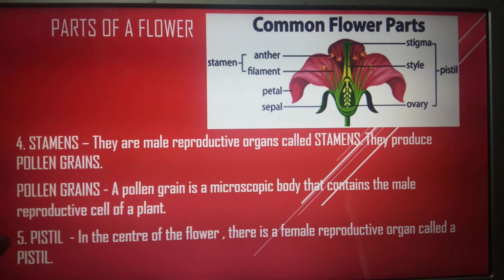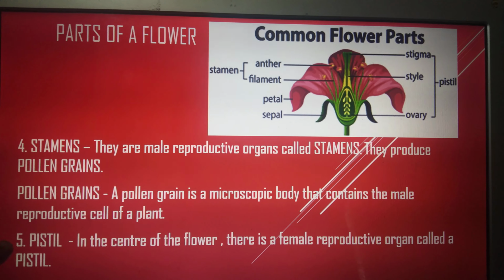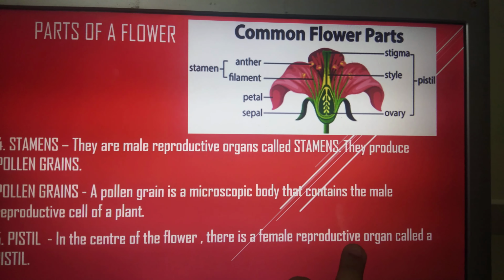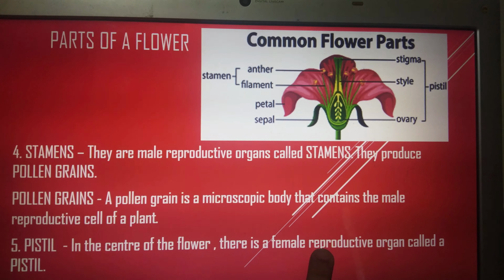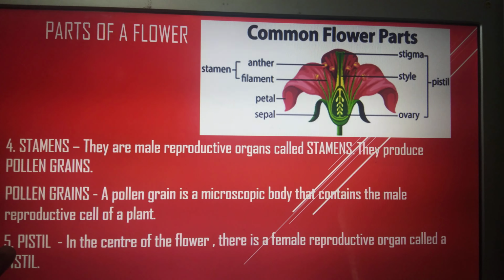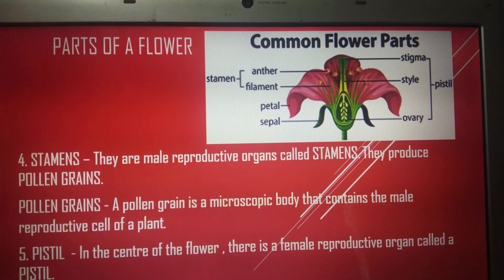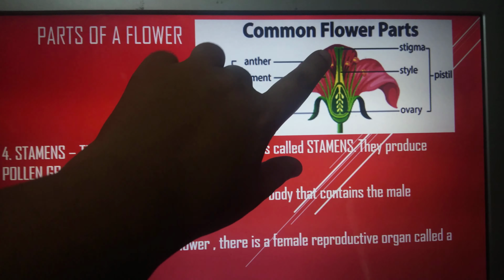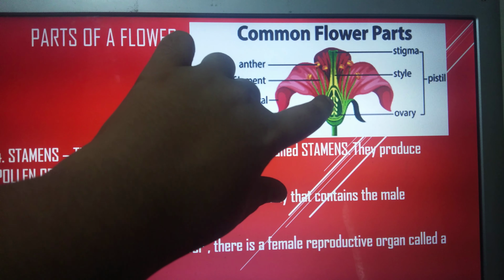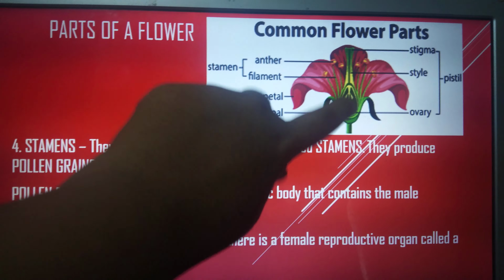So the next part of a plant is pistil. So what is pistil? Pistil is the female reproductive organ of a flower. We can see pistil at the center of the flower. Can you see here? So this is pistil. The center part is called pistil.